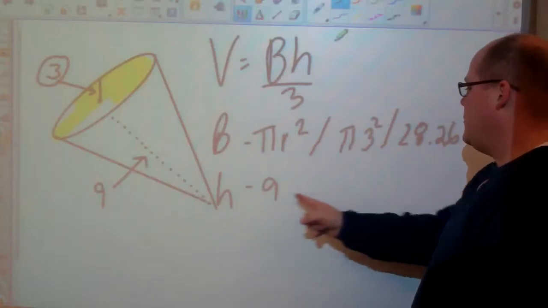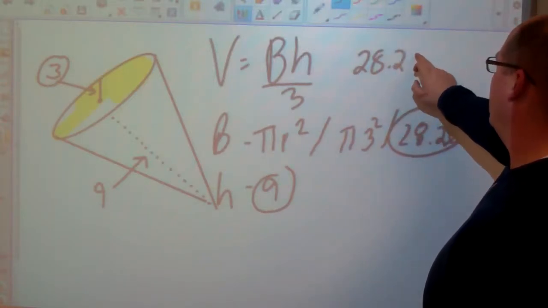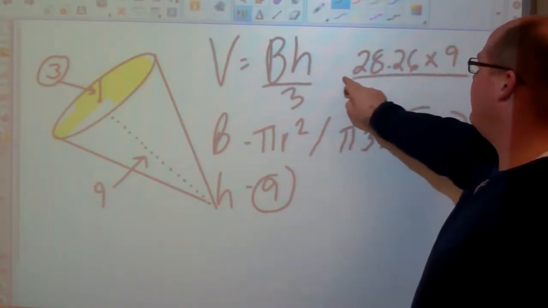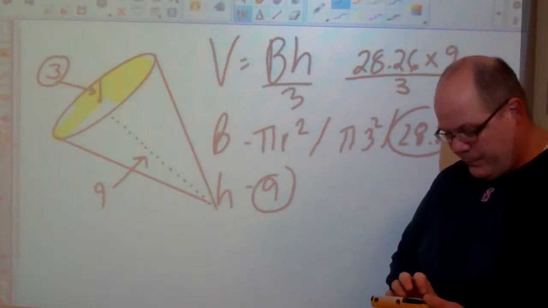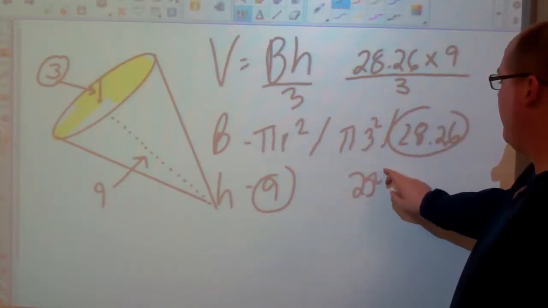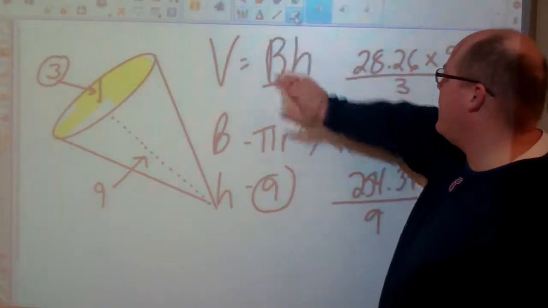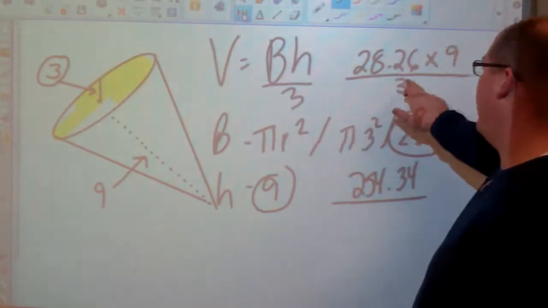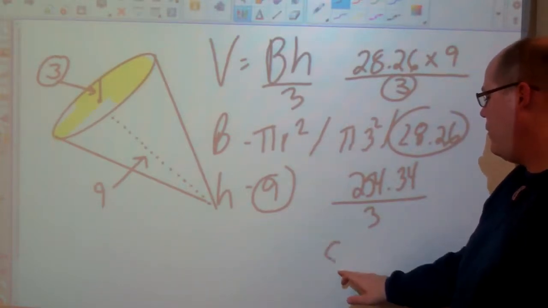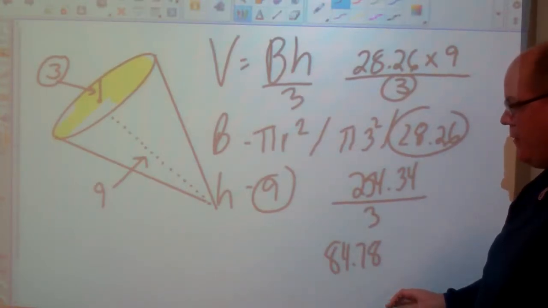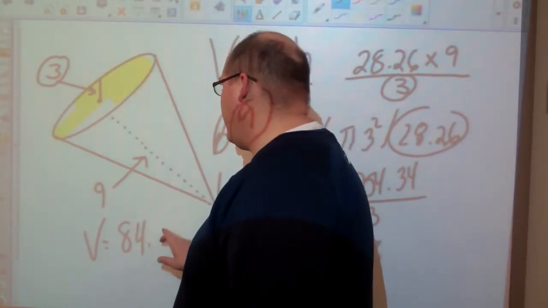All right, so I have 28.26 times 9. Let's plug these back into the formula. 28.26 times 9 divided by 3. So I'm going to multiply those two together. 28.26 times 9. That's 254.34. And now I'm going to divide, not by 9, sorry, I'm dividing by 3. So divide that by 3. And that gives me 84.78. Let's round to the nearest tenth, so we'll say 84.8. So the volume of this cone is 84.8.